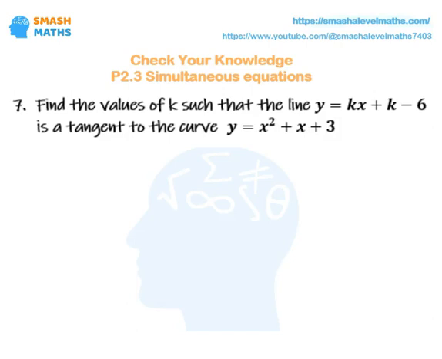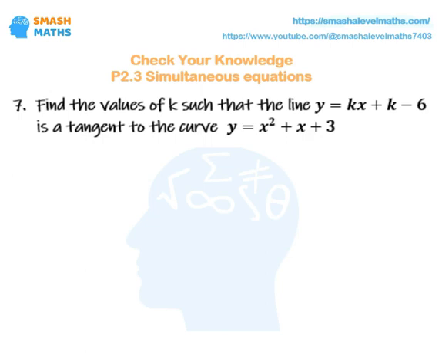So in this question, we've got to find the values of k for which the line y equals kx plus k minus 6 is a tangent to the curve. There's going to be a whole bunch of things going on in here. We've got simultaneous equations, quadratics, and discriminant stuff happening. So let's take this one step at a time and say, okay, it's tangent to the curve.